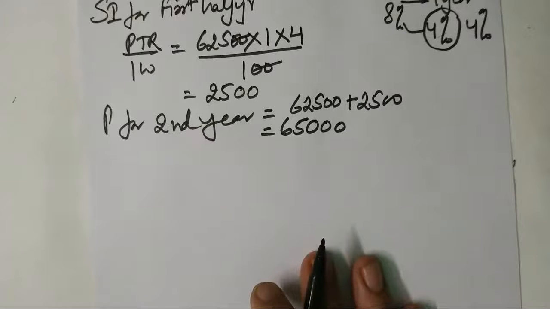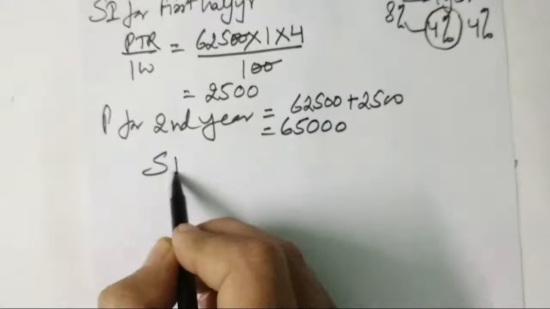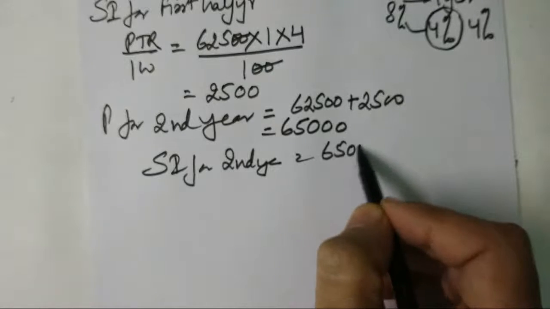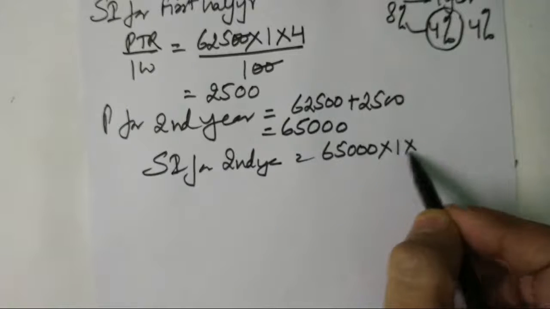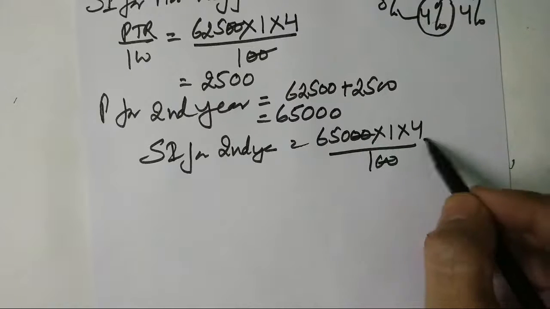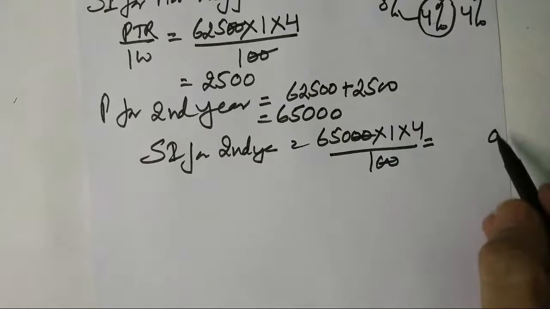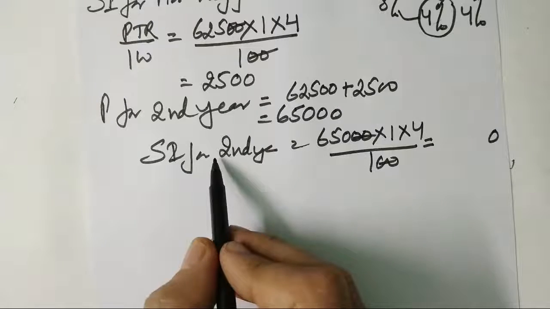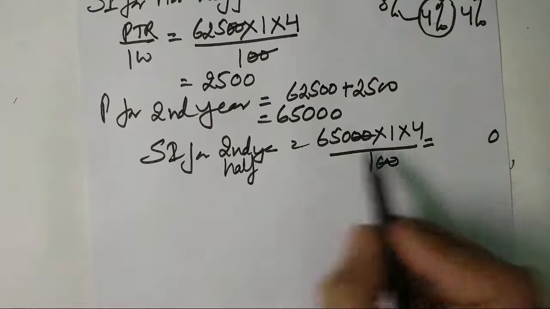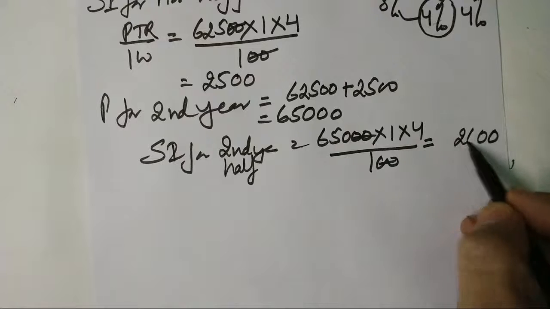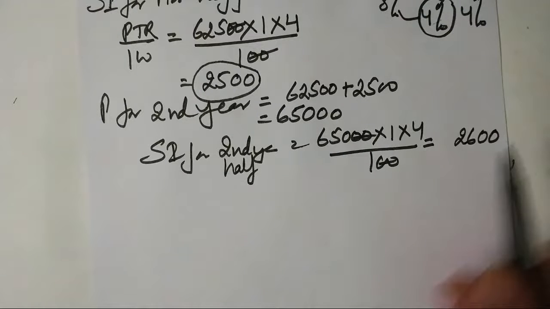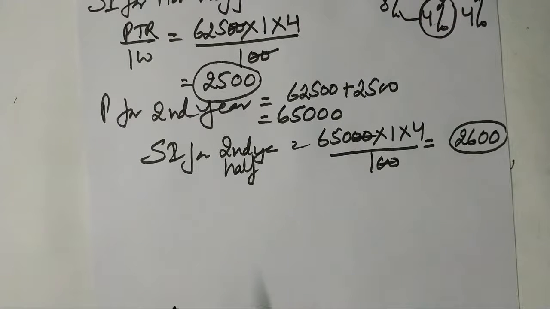Okay. Now we will put this as simple interest for second year, which will become 65000 into time into rate. So rate and time we will use 1 and 4 divided by 100, which will give you the new simple interest. This is for the second half year. This is the second half year simple interest. So for first year the interest you got 2500. For second year the interest you got 2600.